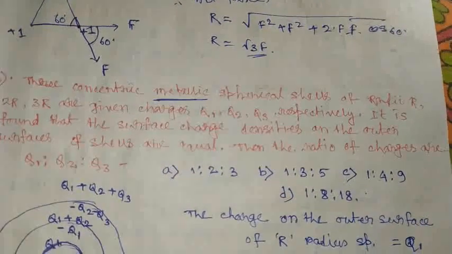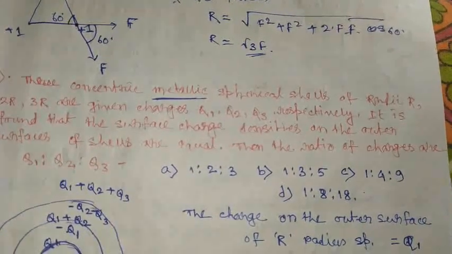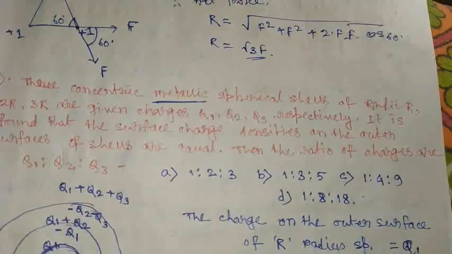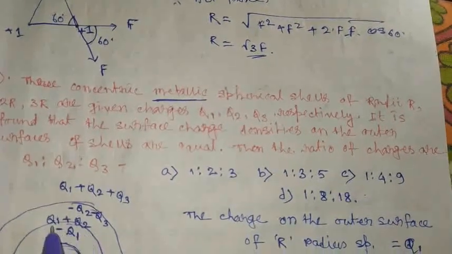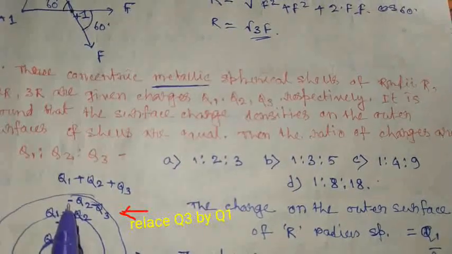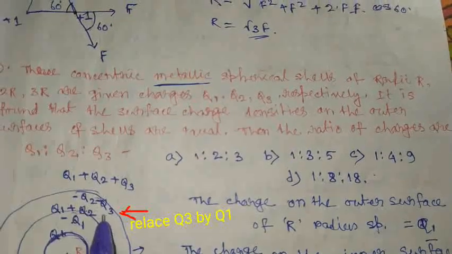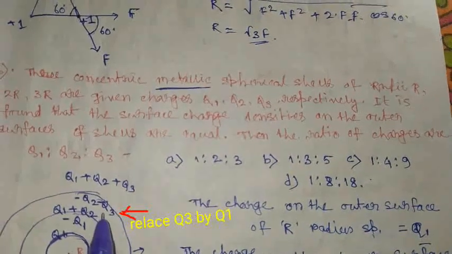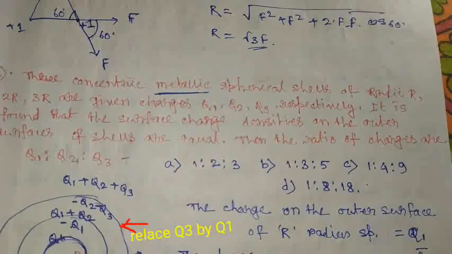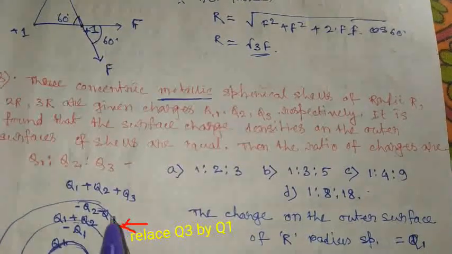Similarly, if the total charge on the outer surface of the 2r radius sphere is q1 plus q2, then a negative charge of minus q1 minus q2 is also induced in the inner surface of the outermost sphere.